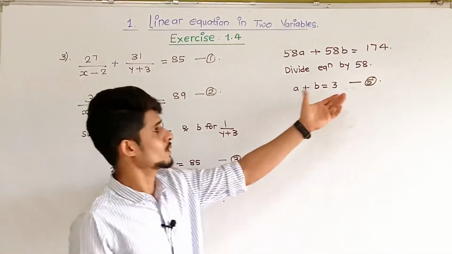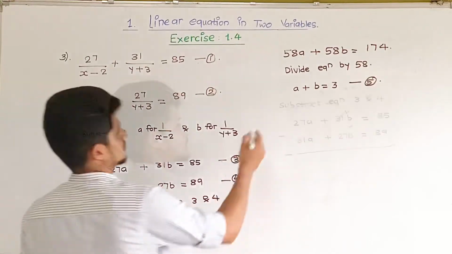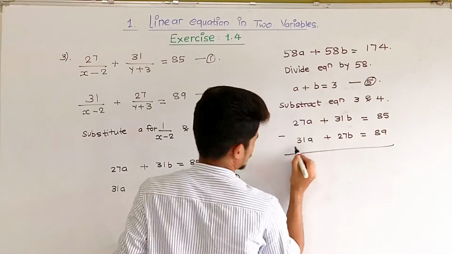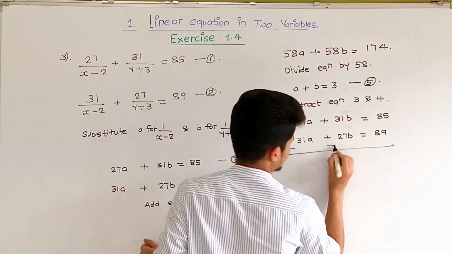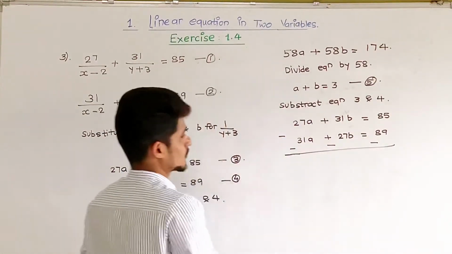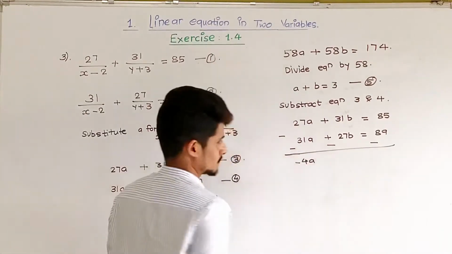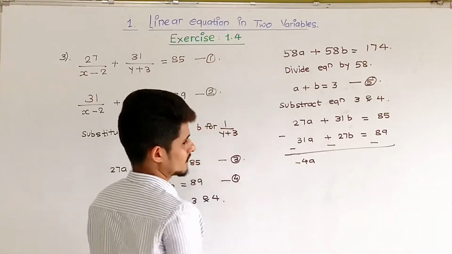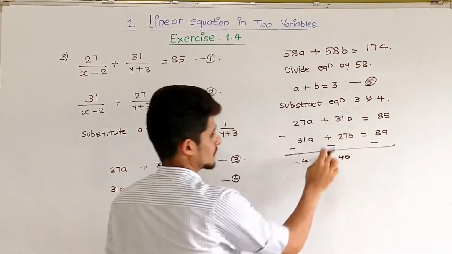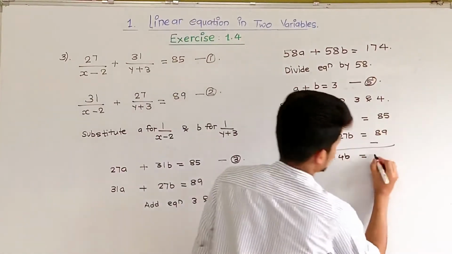Now we have added equations 3 and 4. Now we'll subtract equations 3 and 4. We are subtracting, so the signs will change, plus to minus, minus to plus. So we'll consider this sign. 27 minus 31 is minus 4a. 31 minus 27 plus 4b, sign of the bigger number, is equals to 85 minus 89 is minus 4.